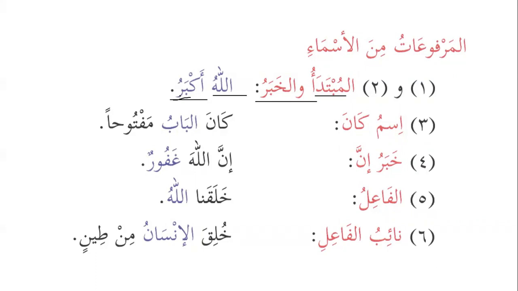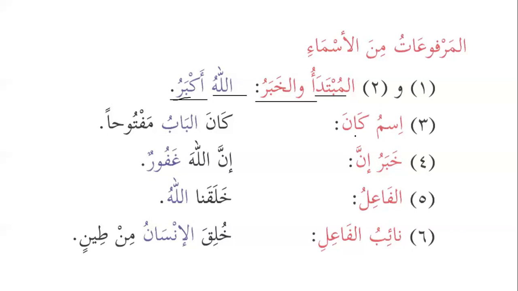So Allahu akbaru. Ismul Jalalah is Mubtada, Marfu', and Akbaru is the predicate, Khabar, which is also Marfu'. So both of them will be Marfu'. And we know that in most cases, Mubtada is a proper noun and Khabar is a common noun. But sometimes both of them can be proper nouns, but that is rare. Most of the times, Mubtada will be a proper noun, ismul ma'rifah, and khabar will be a common noun, ismun nakira, as we can see here.